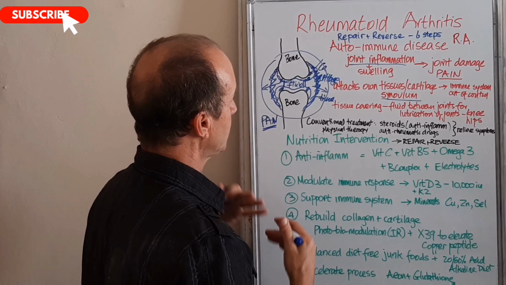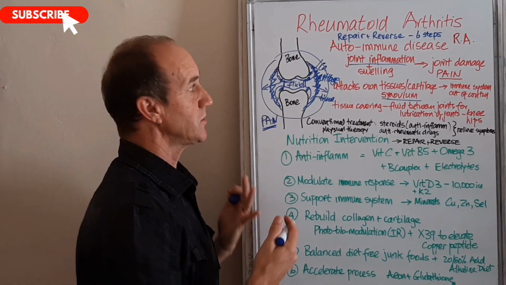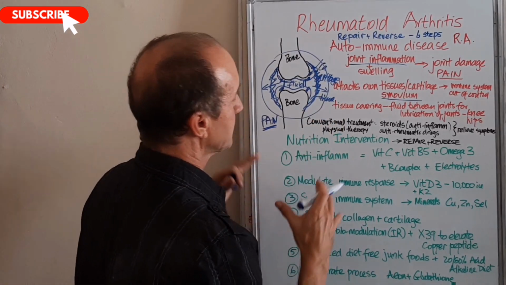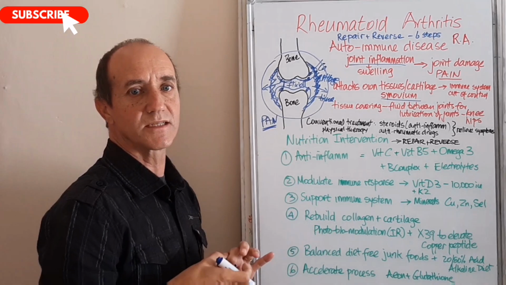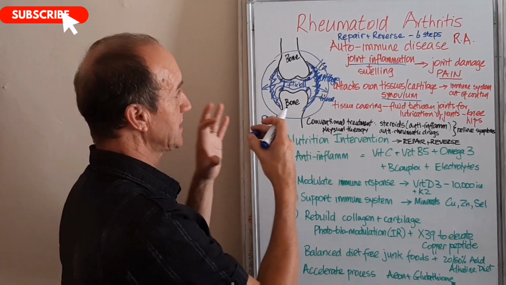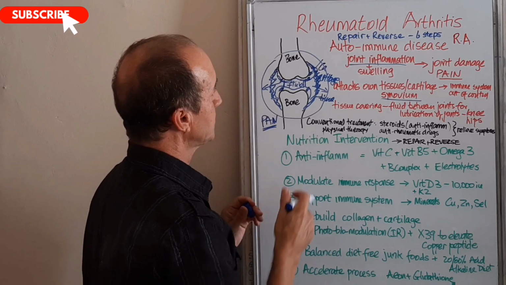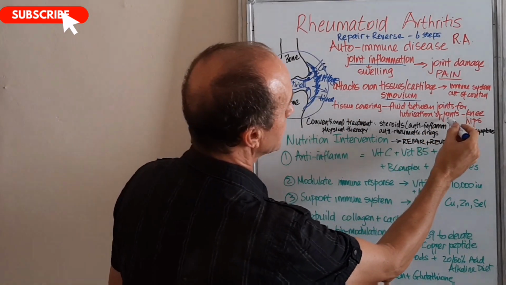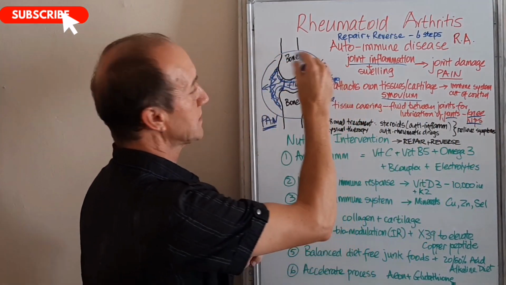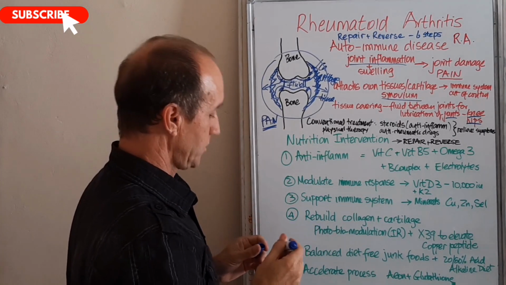So what can you do now? What is the intervention in terms of nutrition to help you change this, to bring the immune system back under control so that it doesn't go and attack your body? Because that happens normally in the joints, in the knees, in the hips. Those are where these problems happen. So what can you do to reverse that?